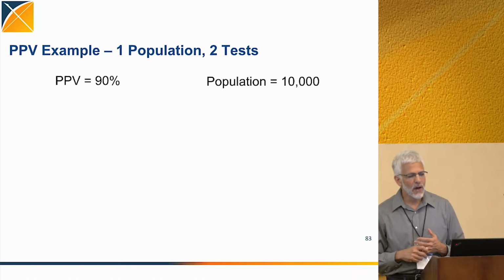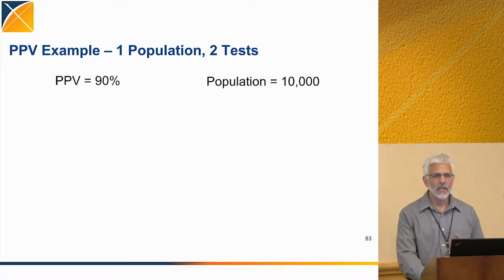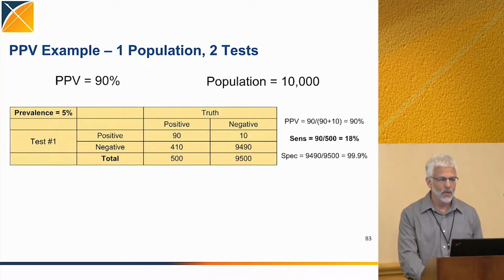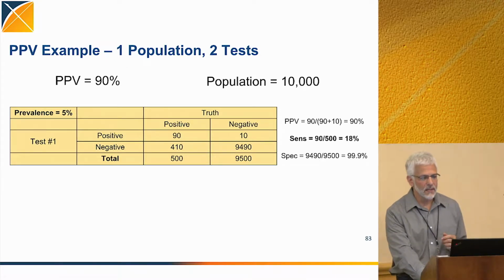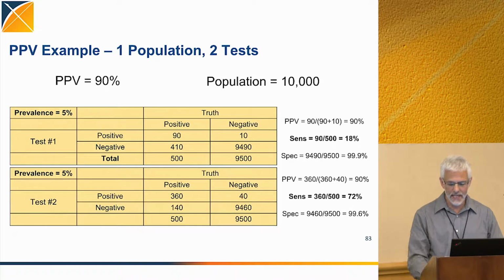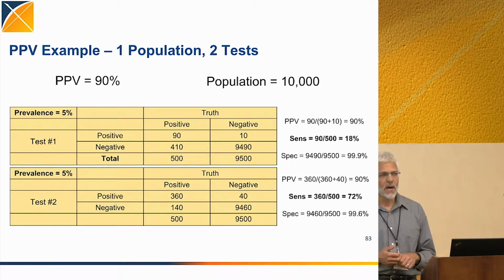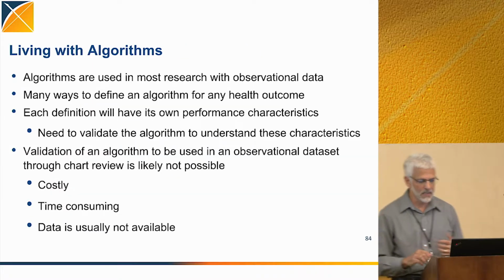Another example I want to show is if you have one population, same prevalence, but we're looking at two different algorithms. These algorithms you saw in the papers both had positive predictive values of 90%. So using one test, you could get your 90% positive predictive value, but have a sensitivity of 18%. Same prevalence, but using a different algorithm, you could also have a 90% positive predictive value with a sensitivity of 72%. So if all you knew was positive predictive value, you could have very different characteristics of the test.